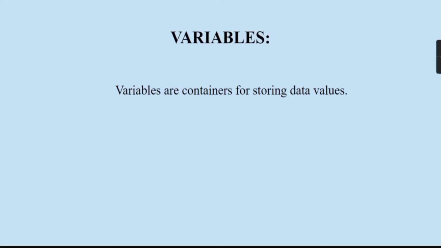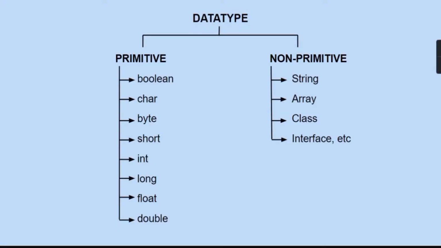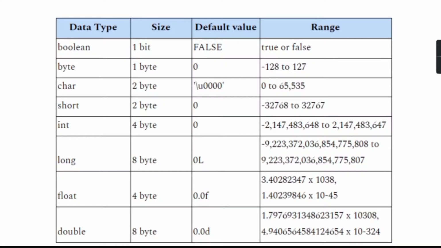So what is a data type and what are the types of data types? Data type mentions what type of data you want to store, and it is divided into primitive and non-primitive data types. Primitive data types include boolean, char, byte, short, int, long, float and double. Non-primitive includes string, arrays, class, interface and many more. So here the data type says what keyword should be used. Boolean, byte, char, short, those are the data types, and the default size of those data types are listed over here, along with the default value and the range.